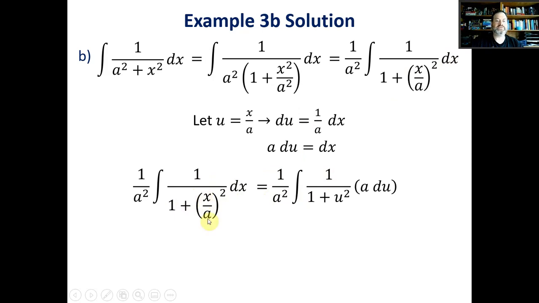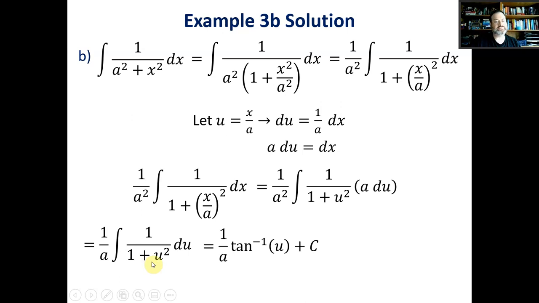1 over 1 plus, well, there's u, so u squared. dx is a du. And just like I've done in the past, I'm going to simplify this before I'm ready to do the integral. So this a and this a squared cancel down to 1 over a. You must simplify that. Well, this is just arctan of u.